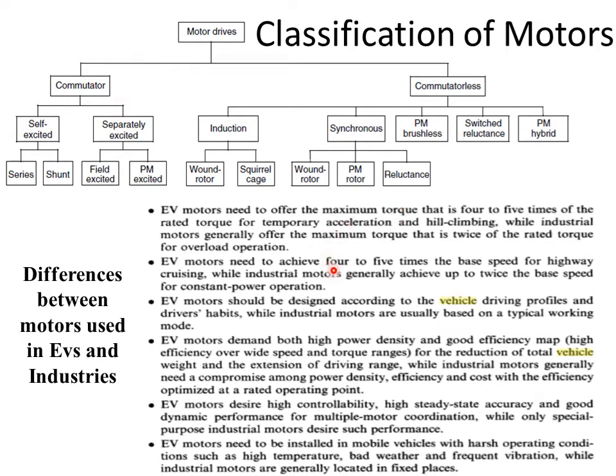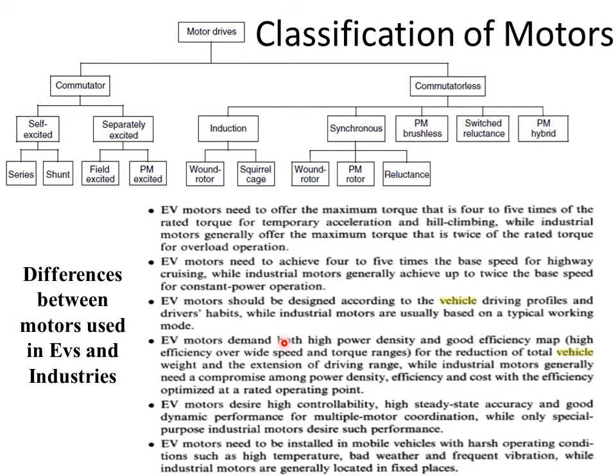And regarding the speed, it is desired to achieve about 4 to 5 times the base speed, whereas in industrial motors it is generally achieved up to twice the base speed. Another important difference between EV motors and industrial motors is that EV motors should be designed according to the vehicle driving profiles, or according to the driver's habits or expectation, whereas industrial motors are designed only for a particular working condition.